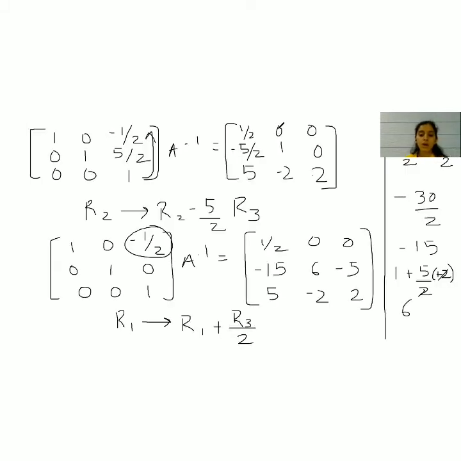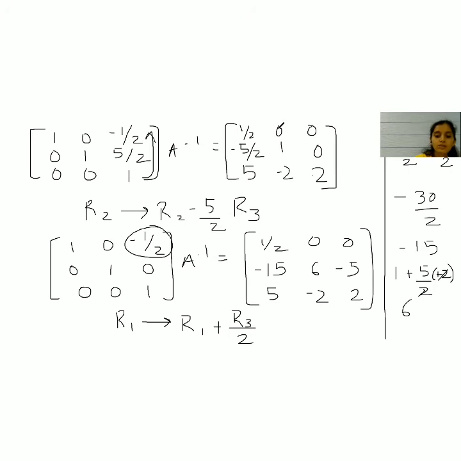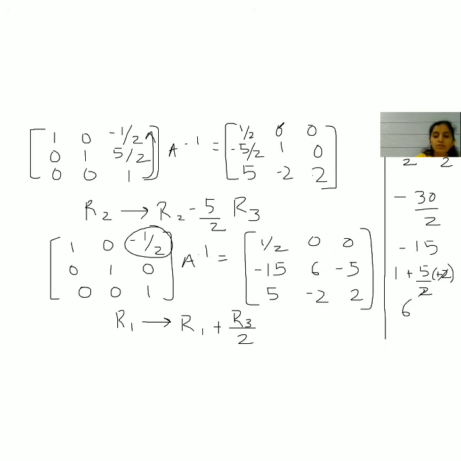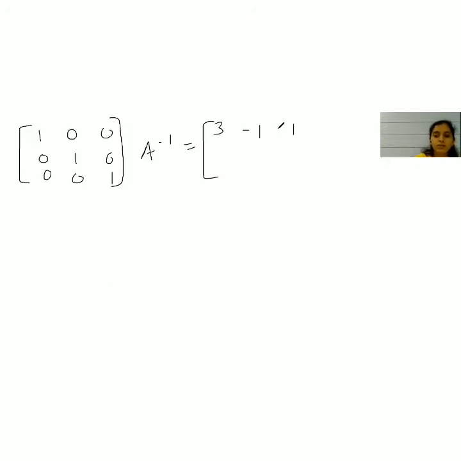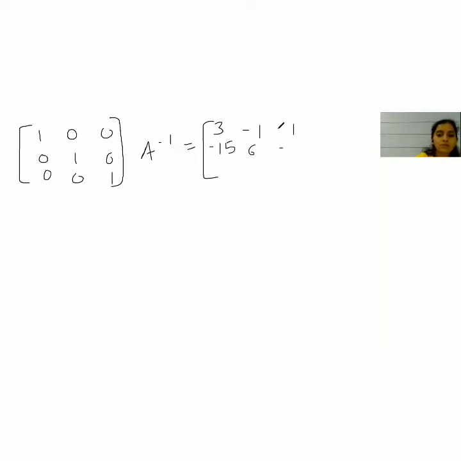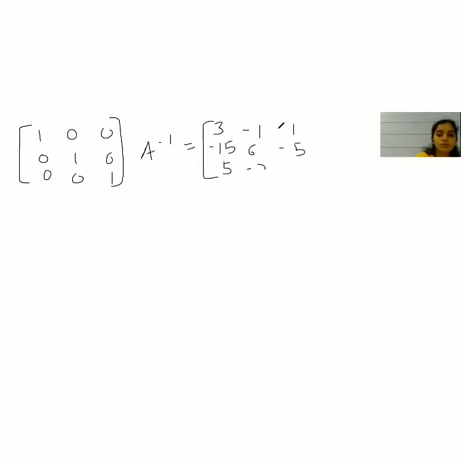Now R1 is changing. So half plus R3 upon 2: half plus 5 upon 2, that is 6 upon 2, that is 3. So the first element is 3. Then 0 plus minus 2 upon 2, so 0 minus 1, that is minus 1. Then we have 0 plus 2 upon 2, that is 1. The remaining elements as it is: minus 15, 6 and minus 5, 5, minus 2 and 2.